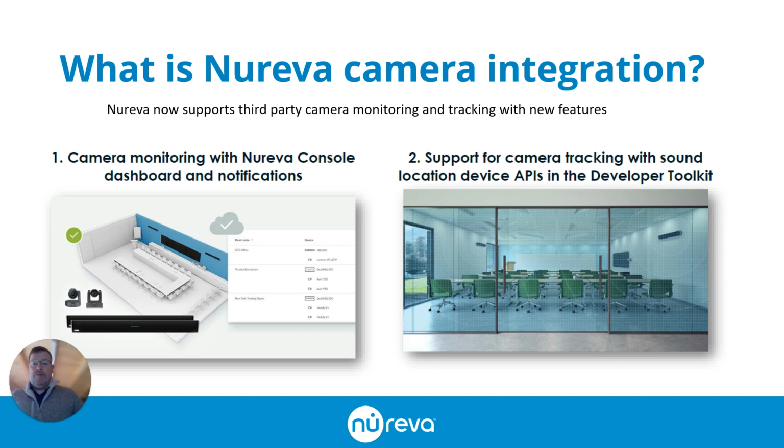So there are two elements to the Nureva camera integrations. Firstly, we have the ability to monitor the status of cameras through the Nureva console dashboard. When a camera is registered on console, you can see its status alongside the HDL that it is installed with, and you can then get alerts sent to administrators to tell if the camera is online or offline or not working correctly.